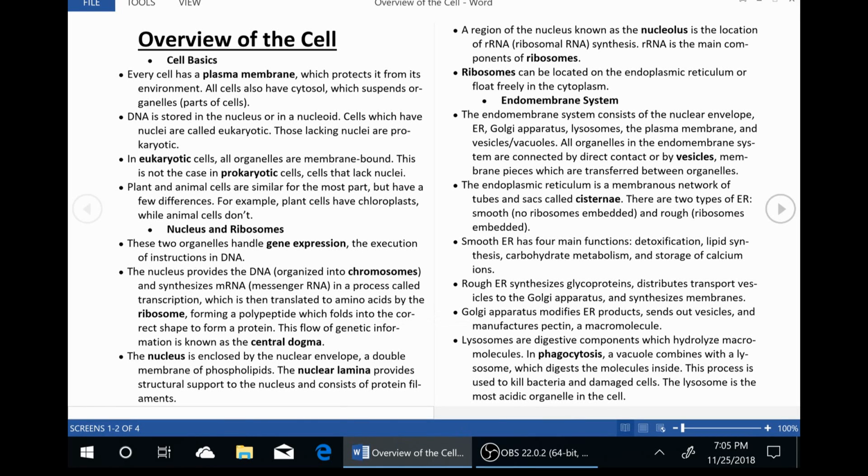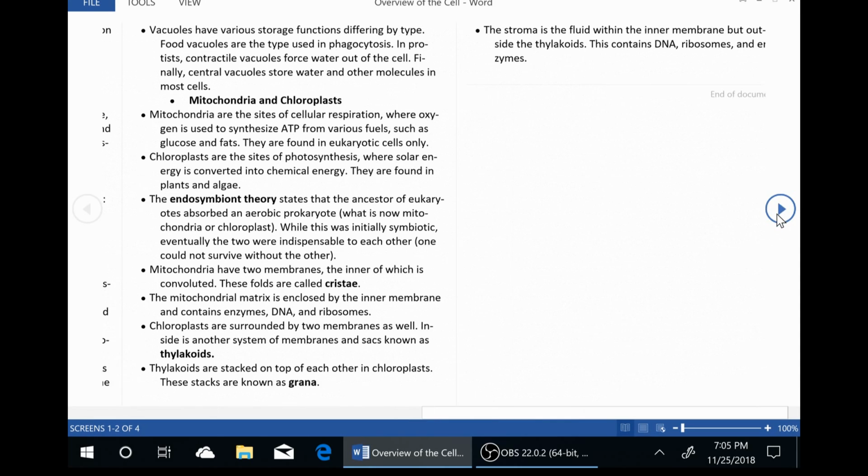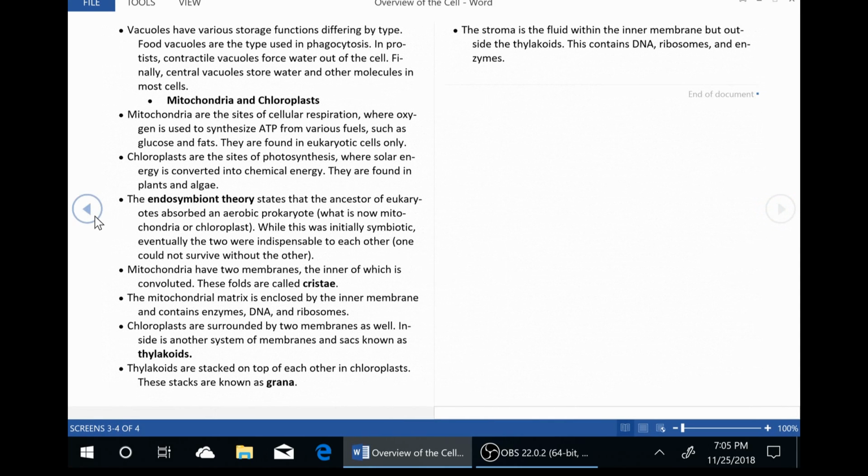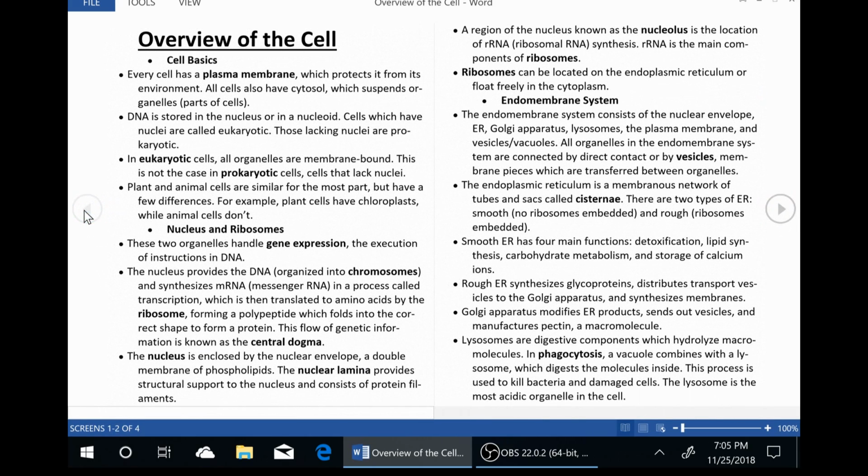Hello guys, and welcome to our video on the overview of the cell. Today we're going to be covering a few major themes. Those are cell basics, the nucleus and ribosomes, the endomembrane system, as well as mitochondria and chloroplasts. So let's get started with our first theme, cell basics.